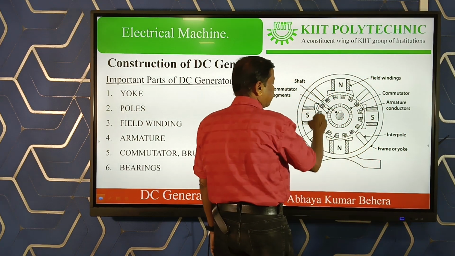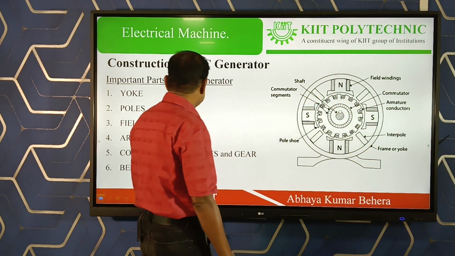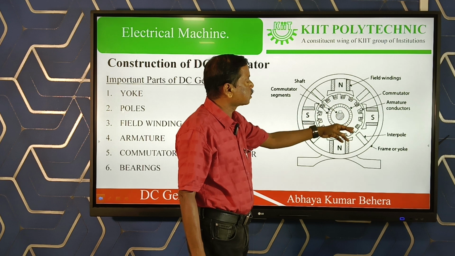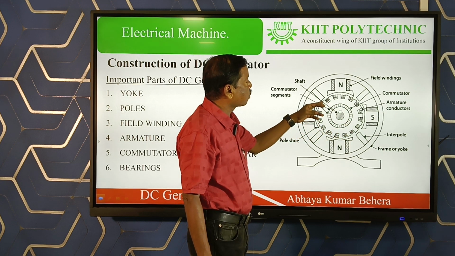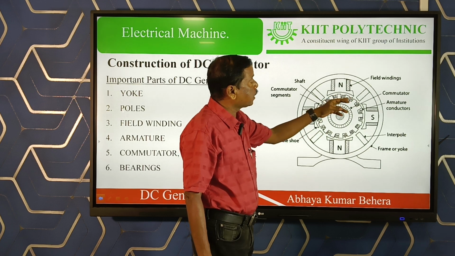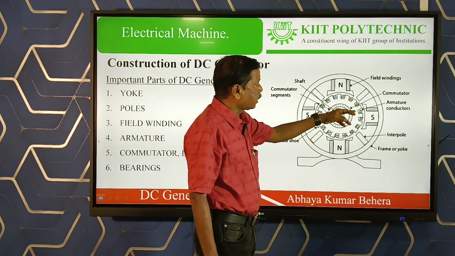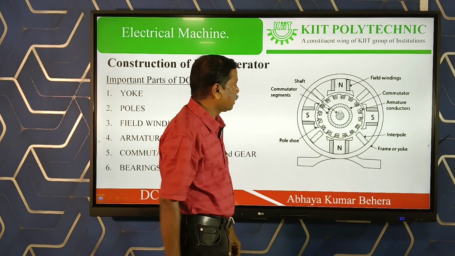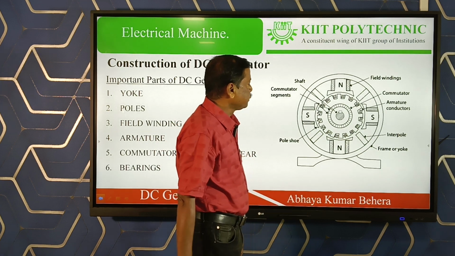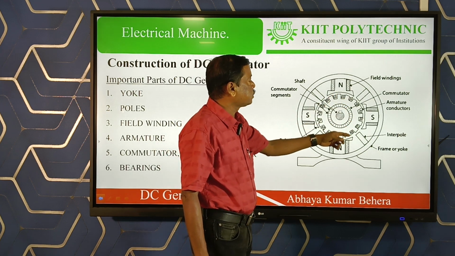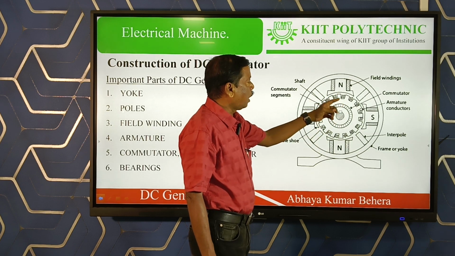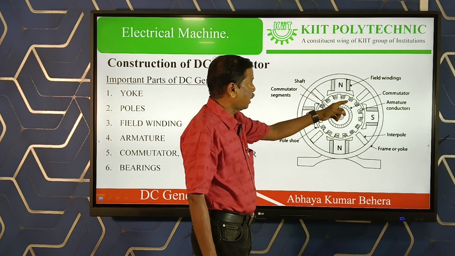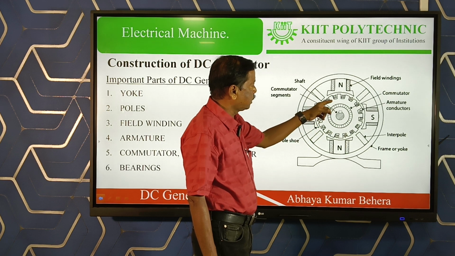This portion is called the armature, in which armature conductors are provided. These small dot things are armature conductors. They are placed within the slots of the armature so that they can carry the current, so that the alternating current will be converted to direct current. Later I will explain when I go to the working principle. The armature is the rotating part after the air gap, and within it the armature conductors are provided, as shown.